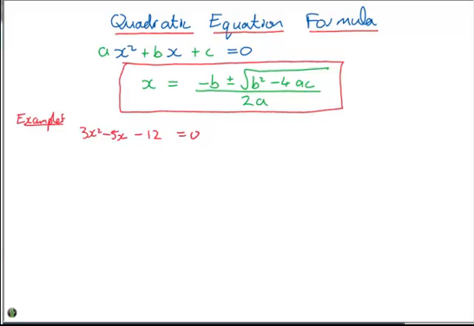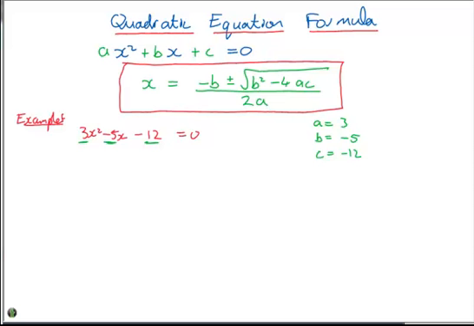First thing you look for here is what the coefficients are equal to. So we have a is equal to 3. B in this case is equal to minus 5. Be very careful of the signs here, that's where most of the mistakes are made. And c is equal to minus 12. So it's just a matter of subbing these three numbers into this formula and we'll get our two answers for x. So I'll do that now.